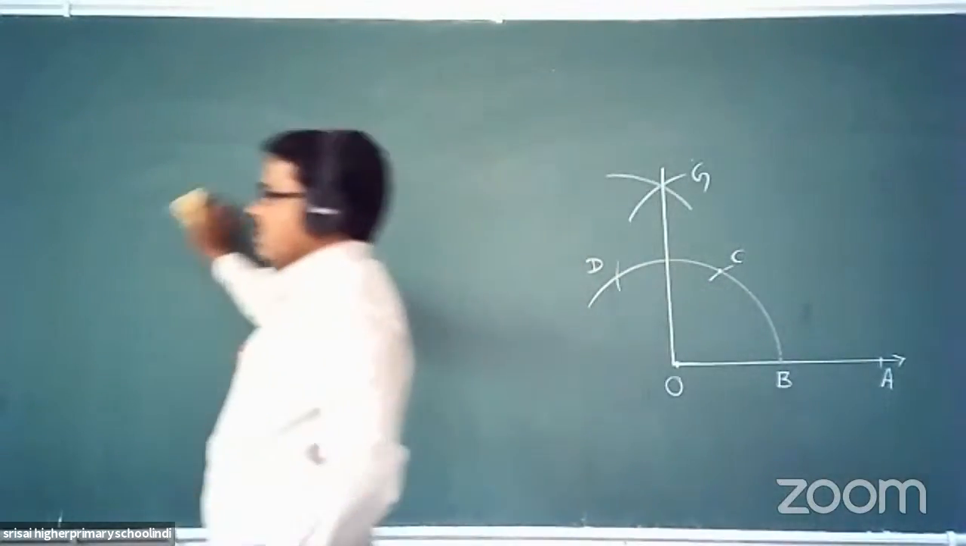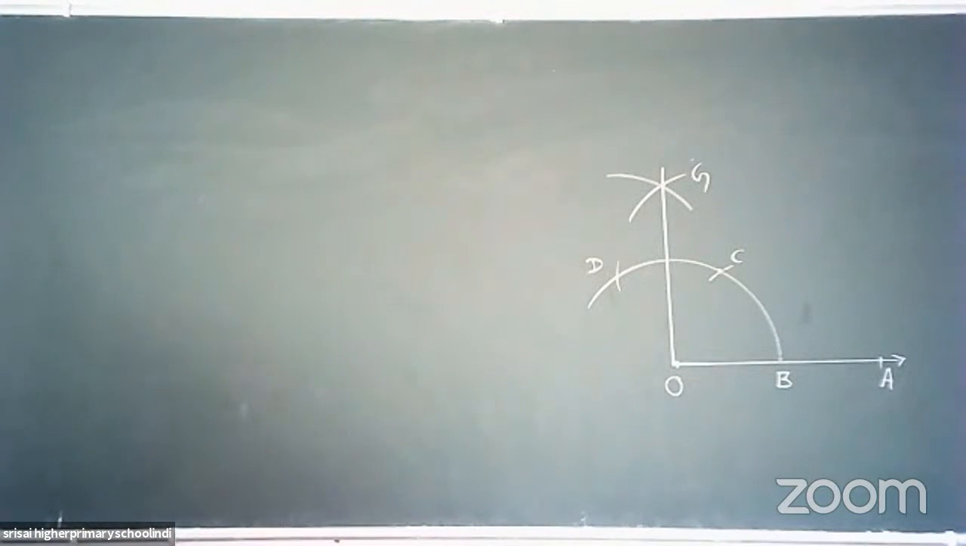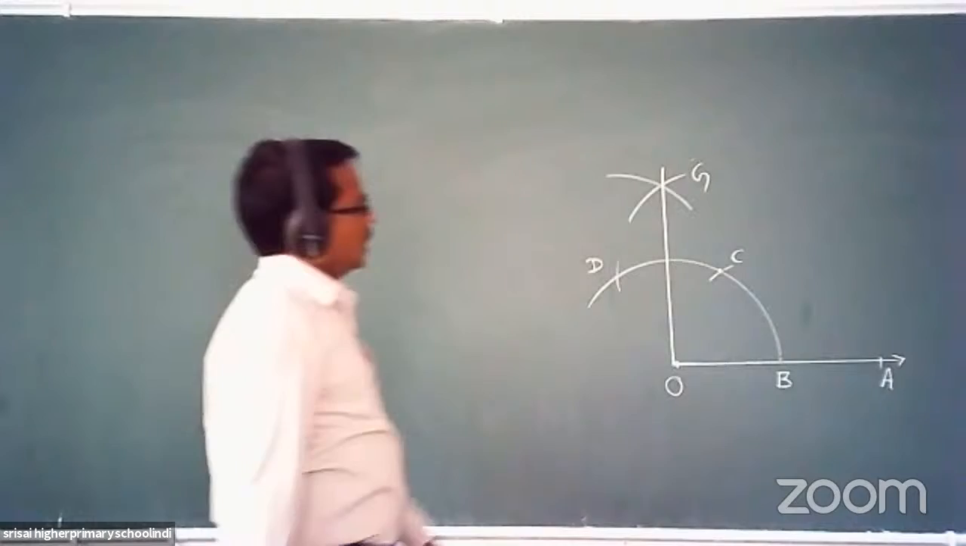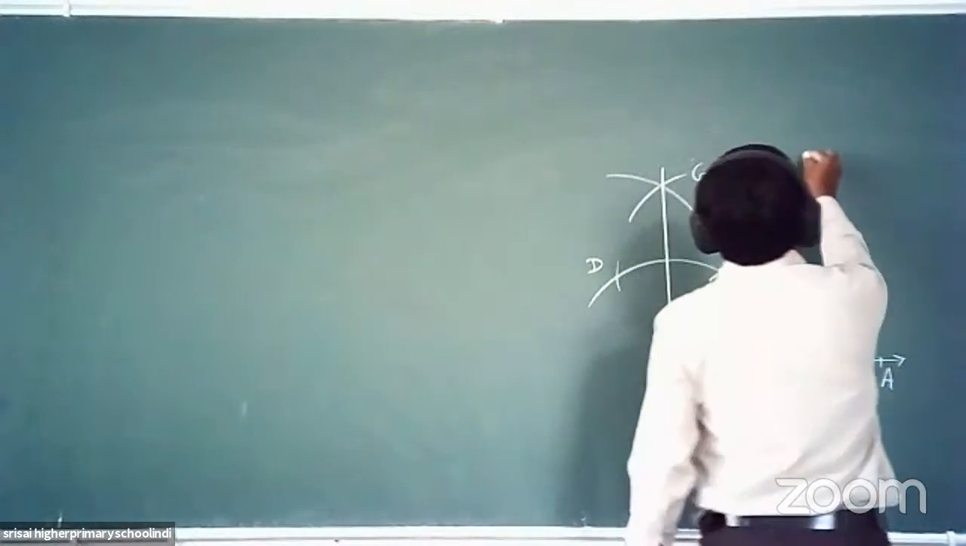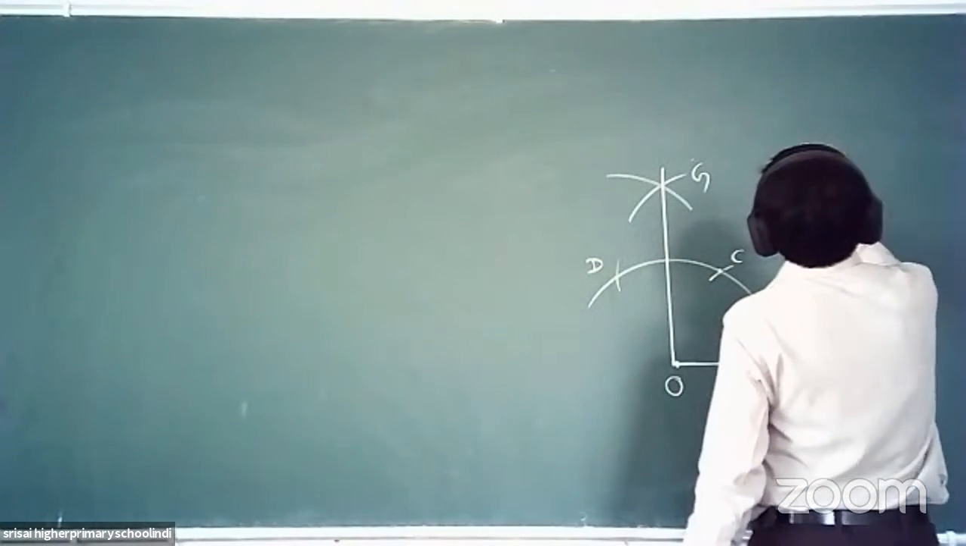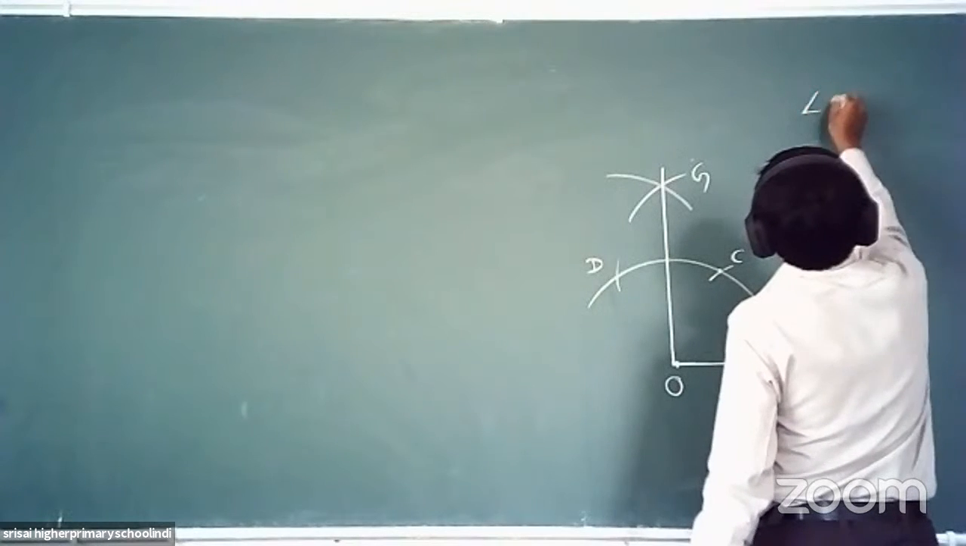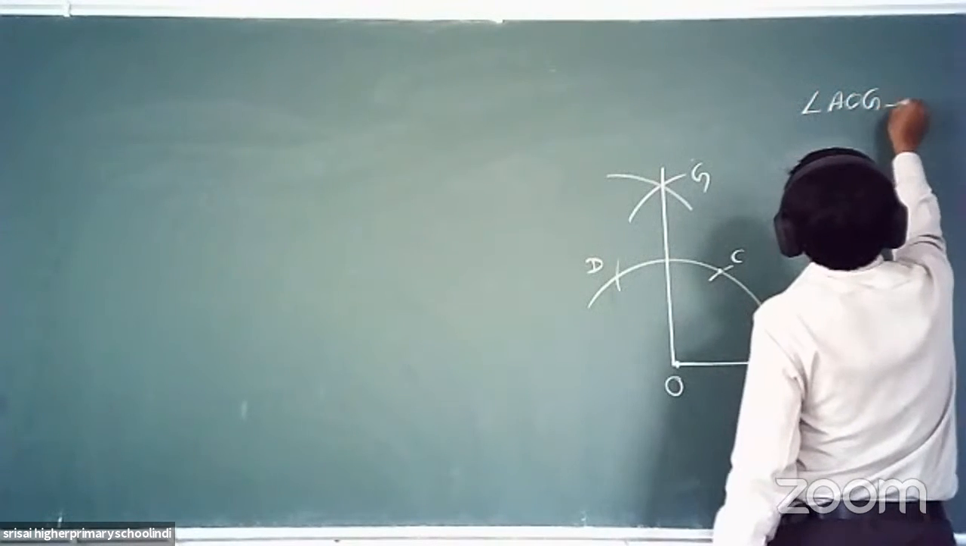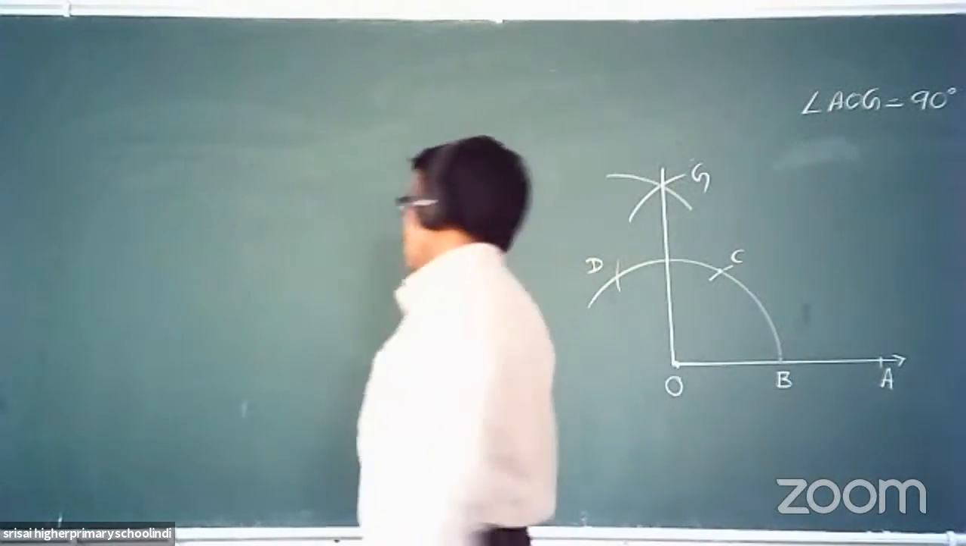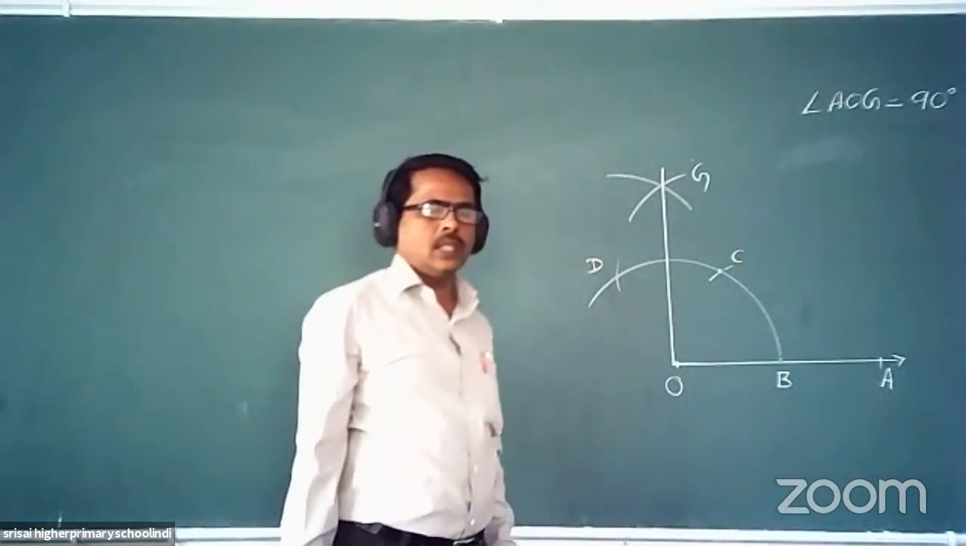Now, which is the required angle? The required angle is AOG. AOG is the required angle. If you measure the angle AOG, this is 90 degrees. Sir, not understood.